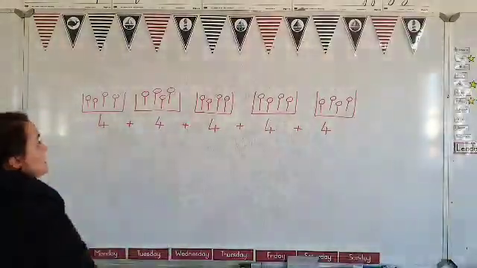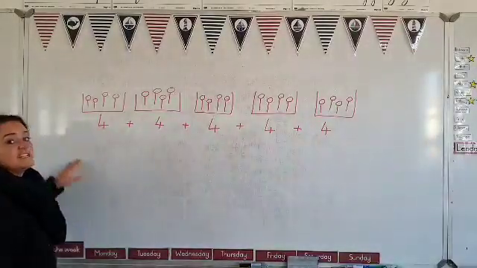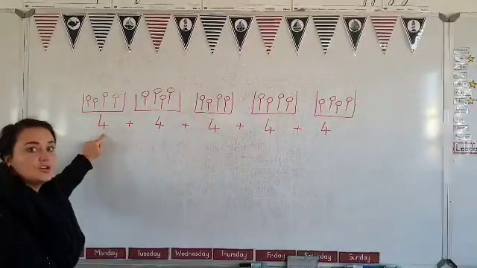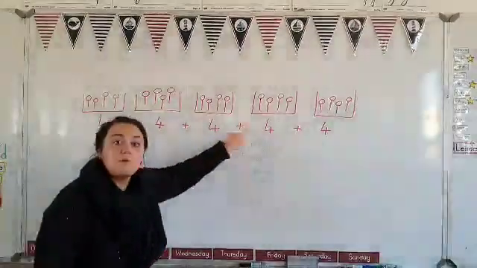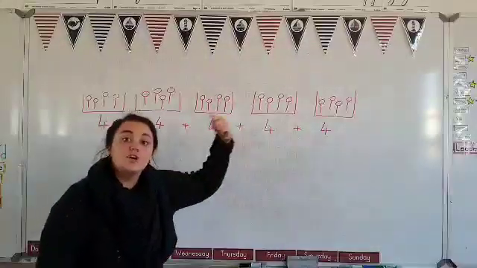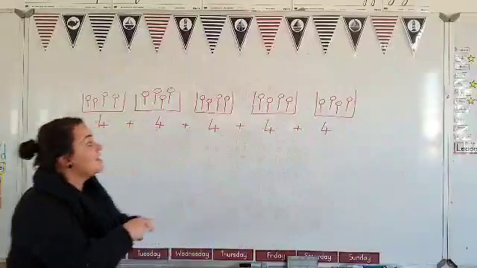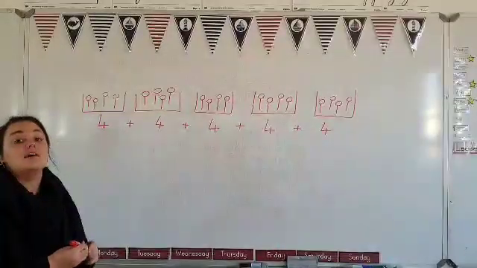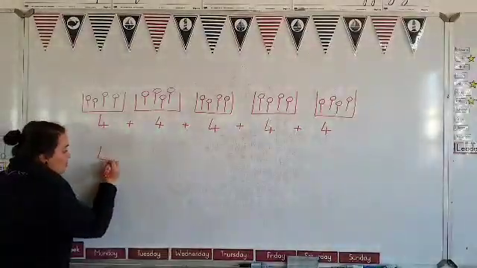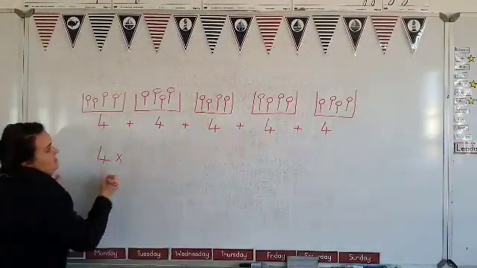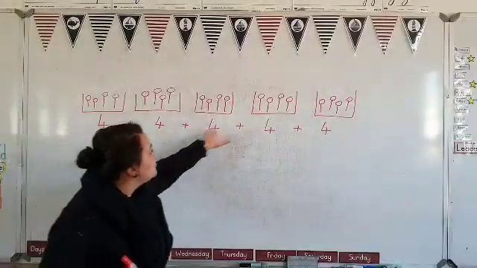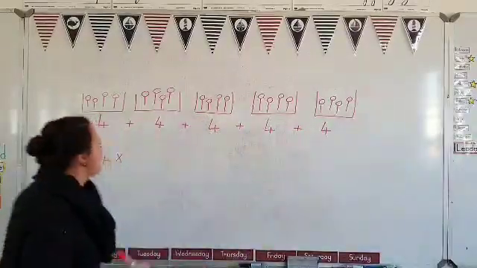Okay, so we already saw we have groups. Now we can see that each group has the same amount. That means we have one number that's repeating itself, and that number is the number 4. So which number is repeating? 4. How many times can you see the number 4 repeating? 1, 2, 3, 4, 5 times.